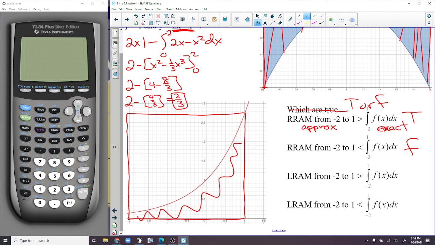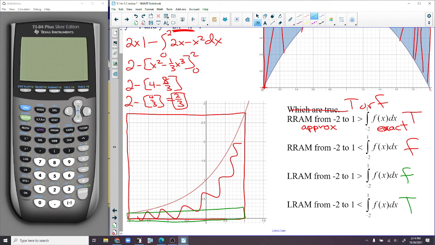Well, now if we use RAM, and let's just say I used one rectangle for that, I think it becomes very obvious that that rectangle is a massive underestimate of the area. So the approximate is greater than the actual. That's false. The approximate is less than the actual. That's true. There we go.